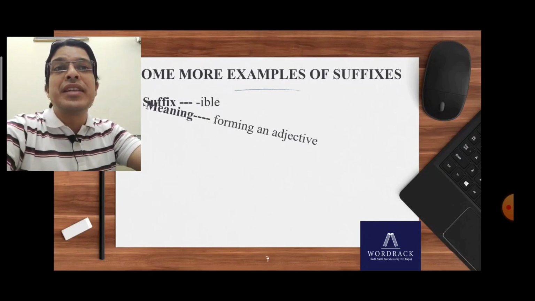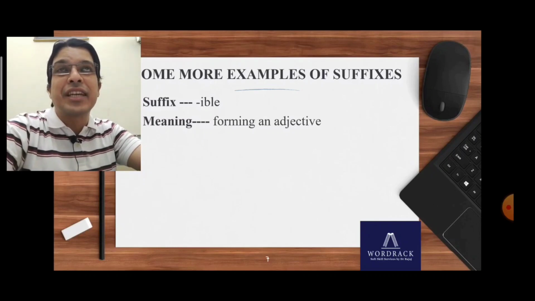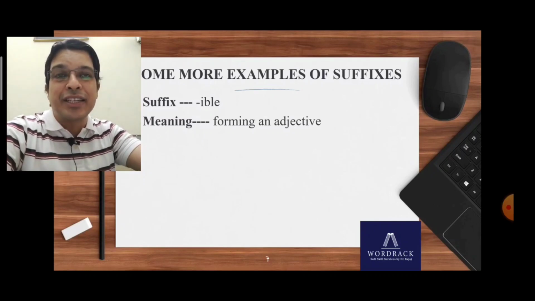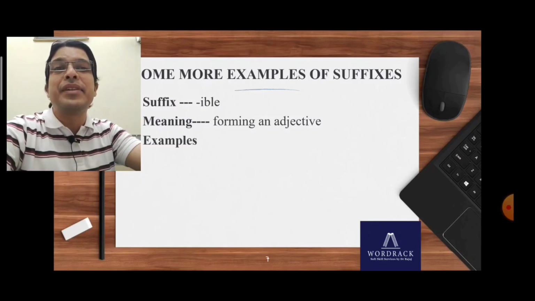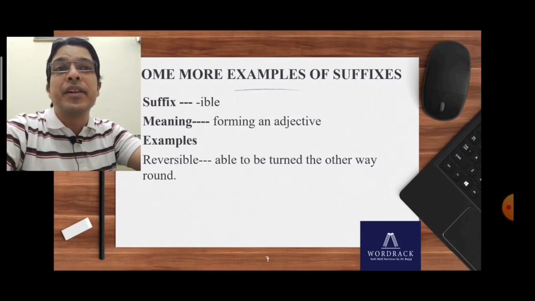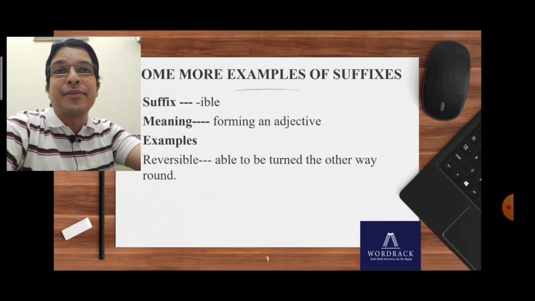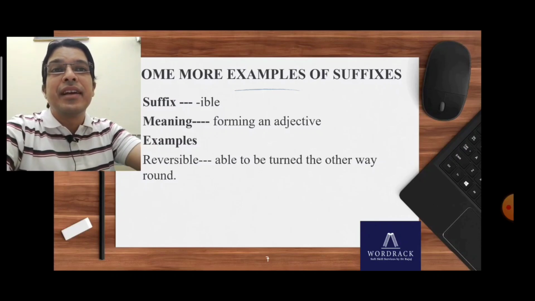IBLE. Now it is used in the sense of forming an adjective. Whenever we want to form an adjective, we can use this suffix. Here are the examples. Reversible, able to be turned the other way around. Anything which can be worn from both sides can be called as reversible.